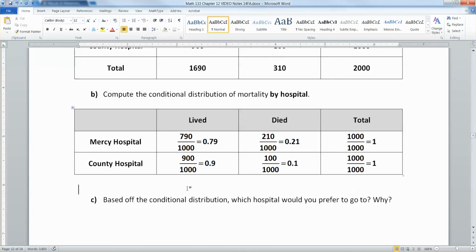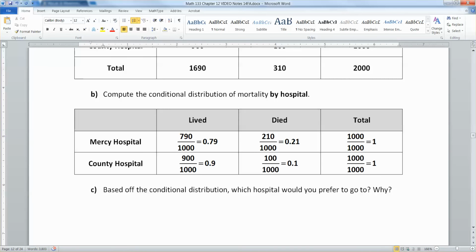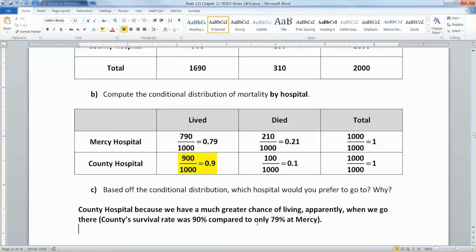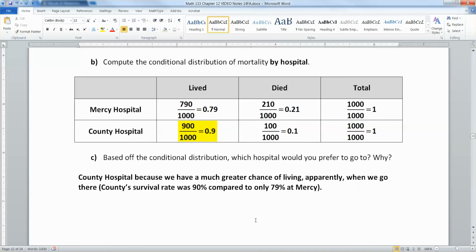All right, so based off of that conditional distribution, which hospital would you prefer to go to? Well, I think it's kind of obvious, right? County Hospital, look at their survival rate. You have a much greater chance of living, apparently, at County Hospital, because County Hospital's survival rate was 90%, and Mercy only had 79%.